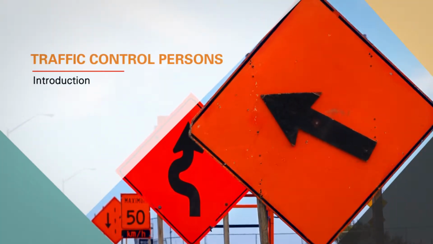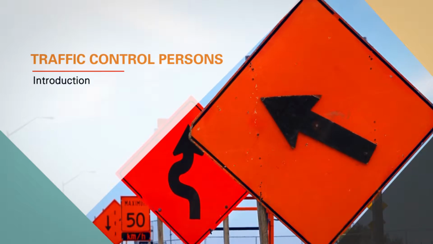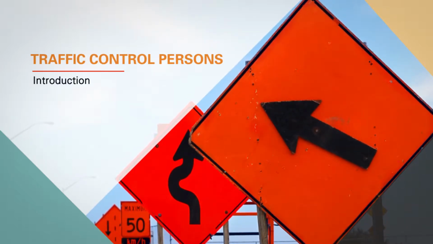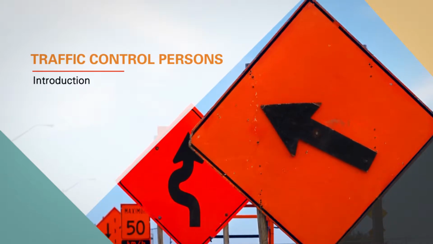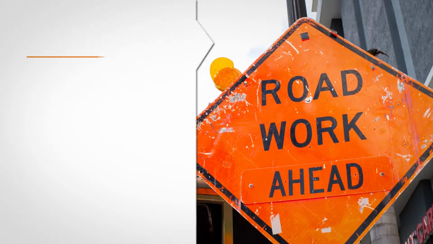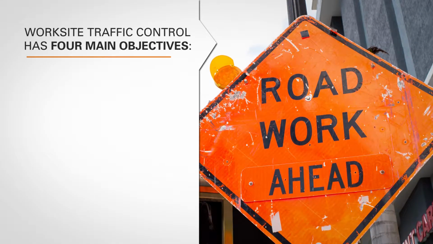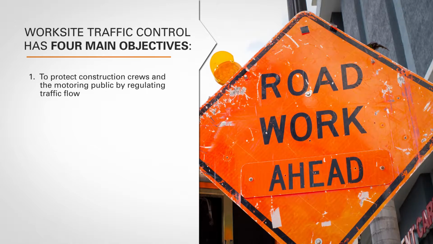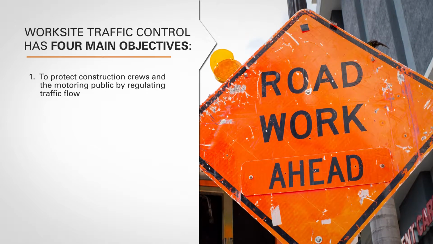Introduction. Any construction project that takes place on or alongside a public roadway may implement traffic control measures in order to keep its workers, as well as the general public, safe. Worksite traffic control has four main objectives. 1. To protect construction crews and the motoring public by regulating traffic flow.